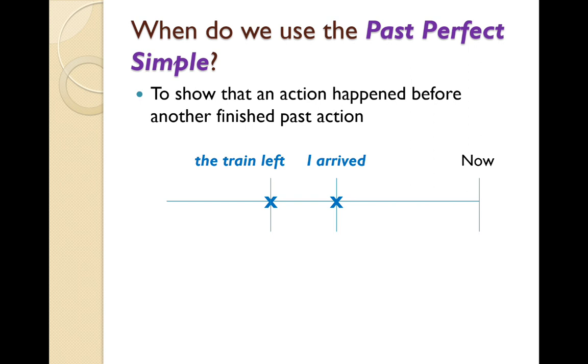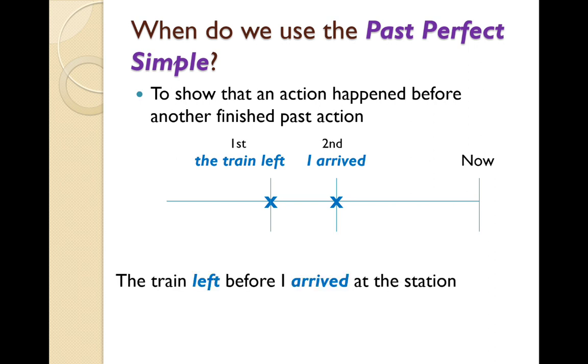Another example. The train left was the first action, and then after that, the second action, I arrived. So we can talk about these events in the order that they happened. The train left before I arrived at the station, and we use the past simple for the first action and the past simple for the second action.